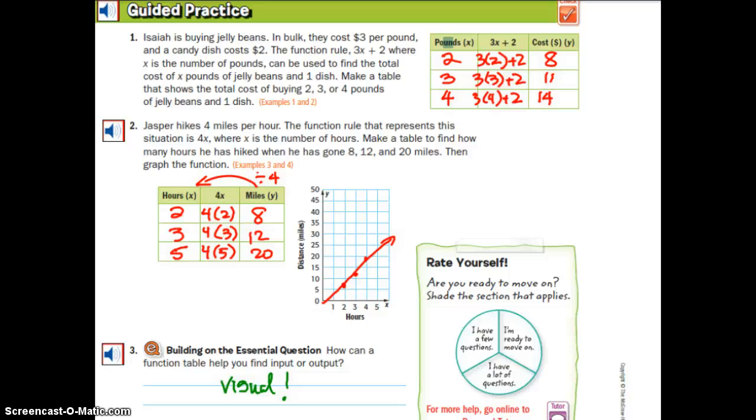Did you get what I got? Again, on the first one, they gave you the input, you had to find the output. So for every 2 pounds, it costs $8. For 3, it's 11. For 4, it's 14. And then in number 2, you had to do the inverse. So if it's multiplied by 4, you're dividing by 4. They gave you 8 miles, it's 2 hours. 12 miles, 3 hours. 20 miles, 5 hours. You graph it linearly. You have a straight line. And then the last question. How can a function table help you find input or output? It's visual. Tables are really great because you visually see what's occurring. Thanks. Hope you enjoyed the lesson.